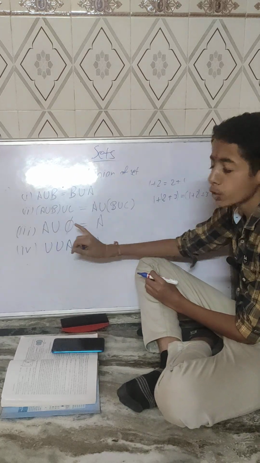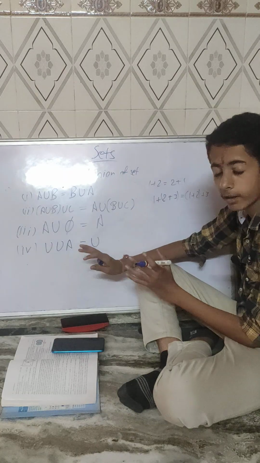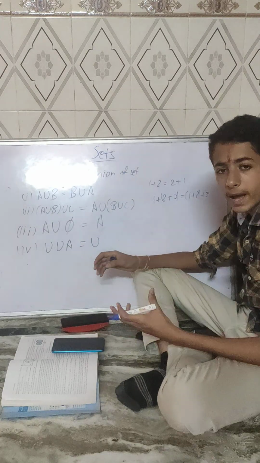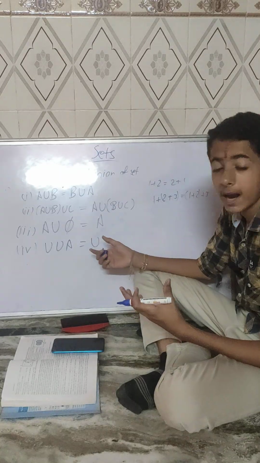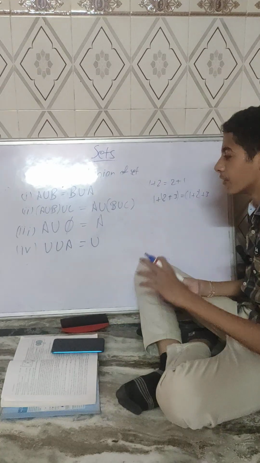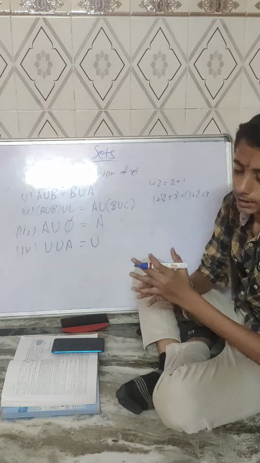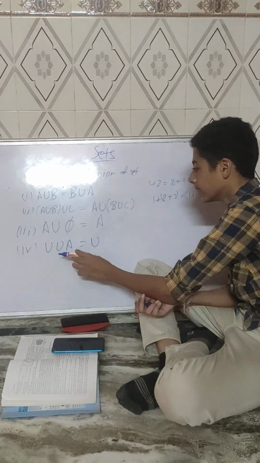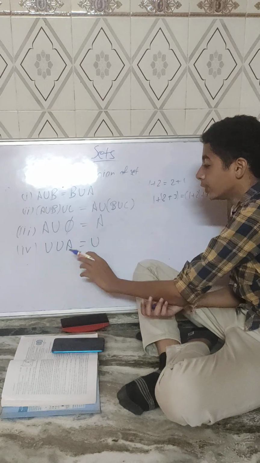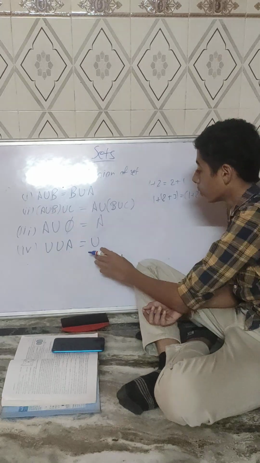Then comes A union phi. As I told you in the last video, phi is represented as an empty set. Phi is a part of every set, every subset, every union, every power set. Then comes U union A, which is always U.